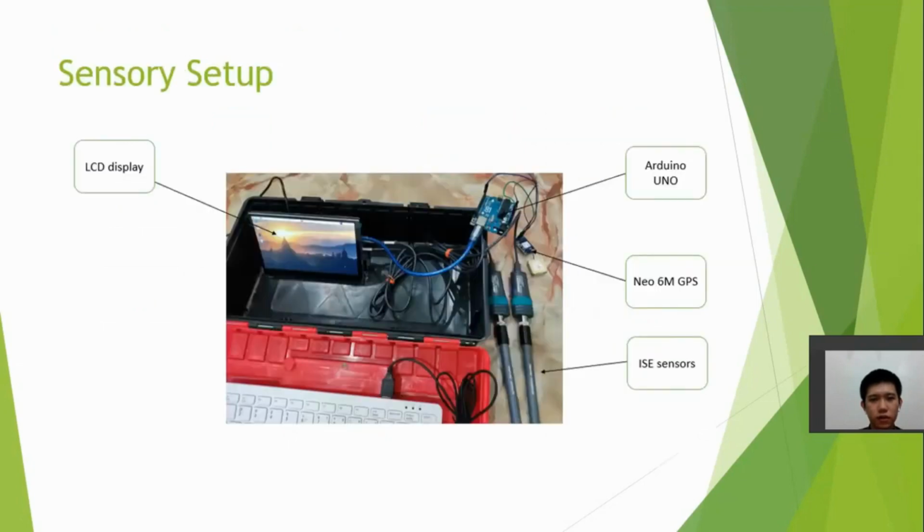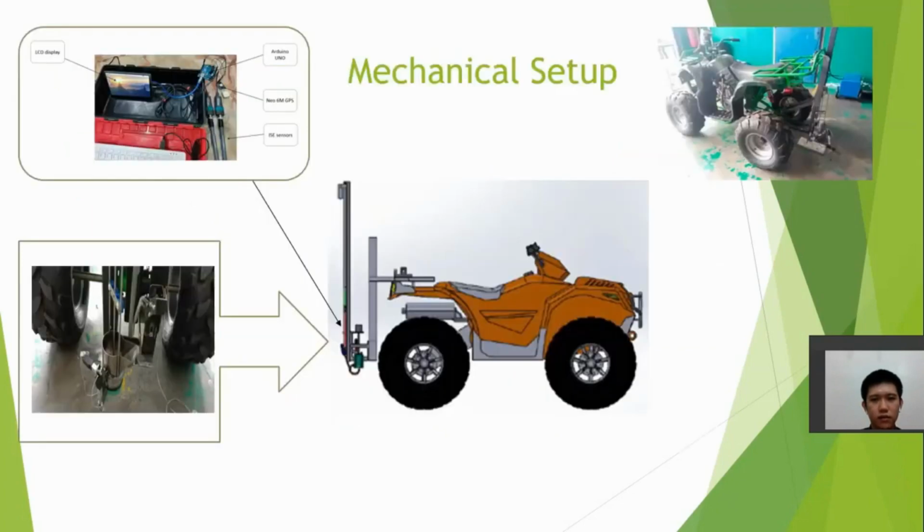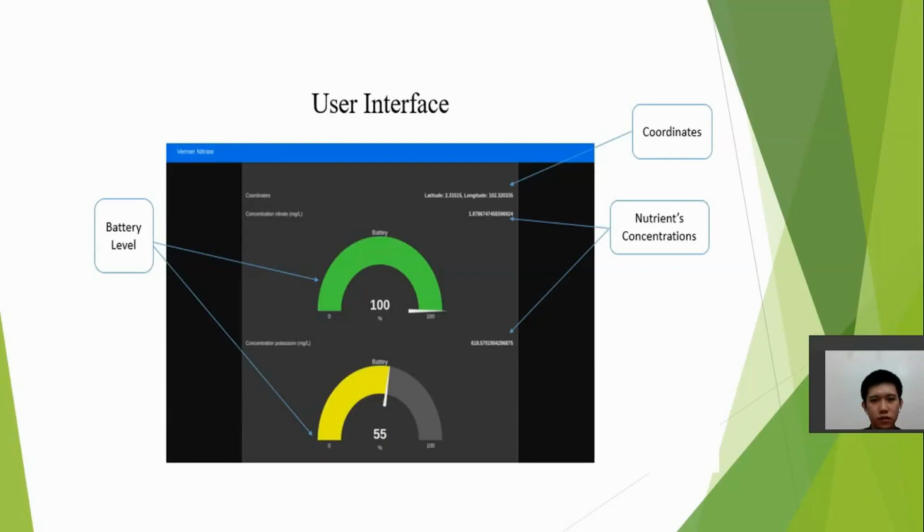This is the sensory setup of our project. From the figure, we can see that the sensory part has the LCD display, GPS tracker and 2 ISE sensors, which are the nitrate ISE and potassium ISE. This is the mechanical setup of our project. From the figure, we can see that the sensory part, soil collecting actuator, and the mixer are installed at the back of the ATV.